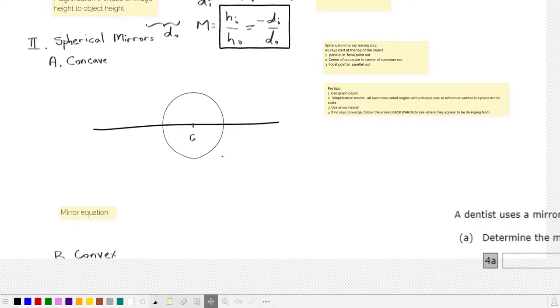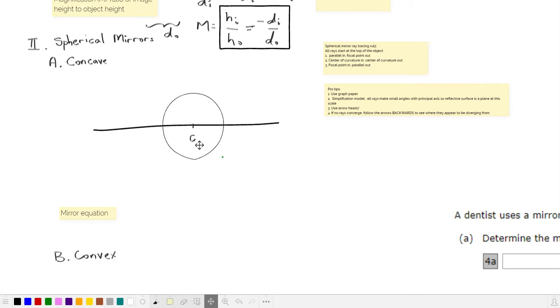Okay, so for a concave mirror, imagine that you are decorating the Christmas tree and an ornament falls off and your glass bulb breaks, and you look inside the glass bulb and you're like, oh, look at that little picture of me. And then you get closer and closer to this reflecting surface, and you'll notice the image will start blurring, and then all of a sudden you're like, oh my god, what is this huge nose, right?